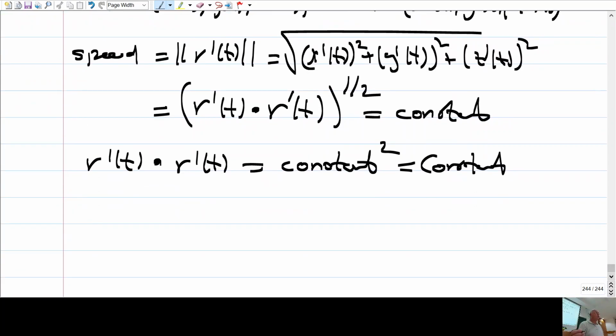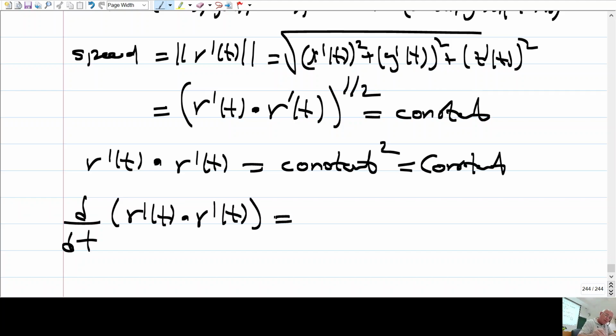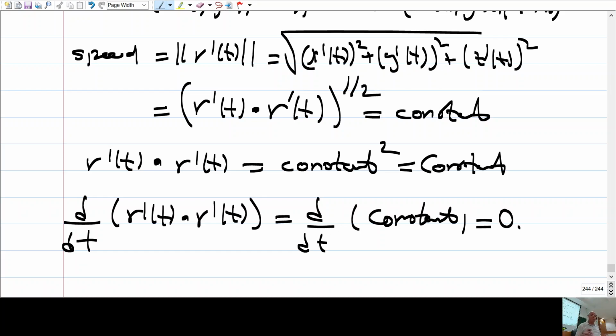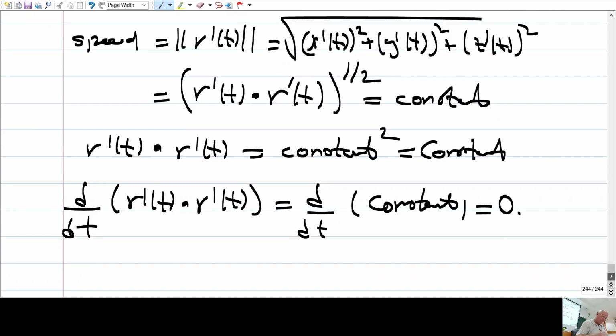Now, what you do, just take the derivative of this, d over dt, r prime dot product with r prime. Well, d over dt of the constant function, right? This is independent of t. t is changing, but this constant is not aware of it. Therefore, this is just 0, right? Constant doesn't change, so its derivative is 0.